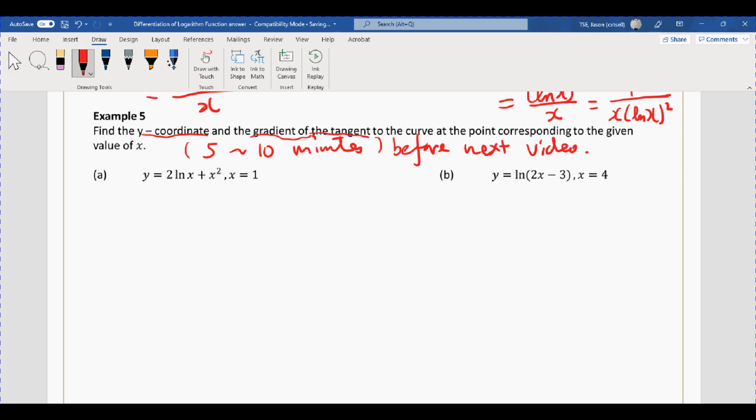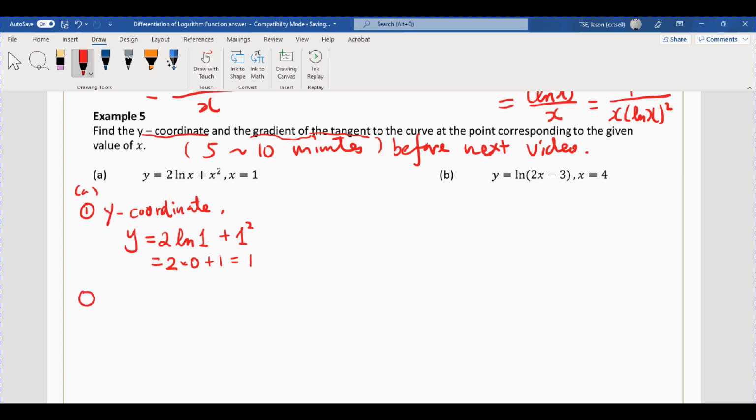So how can you get the y coordinates? To get the y coordinates, all you need to do is put x equals 1 into the equation. So log 1, if you still remember, is 0. 2 times 0 plus 1, so it's just 1.